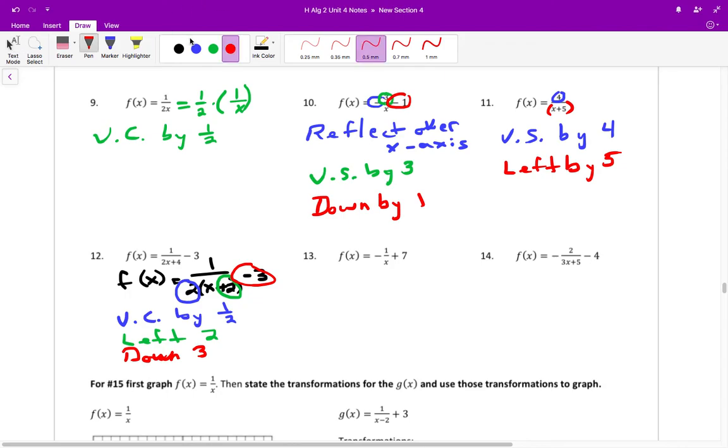All right. Next one here, number 13. Looks like we've got a negative in front, which is going to tell you that you reflect over the x-axis. It also has a 7 being added outside of the parent function. Outside tells you up, down, so this one would be telling you that you go up by 7 as well. All right, this last one is a hard one.